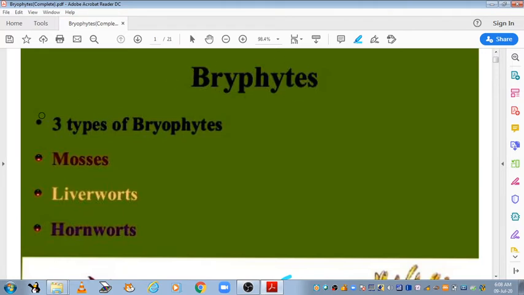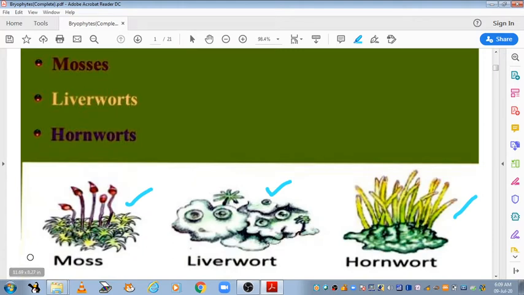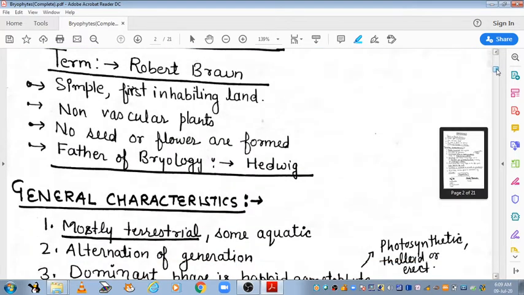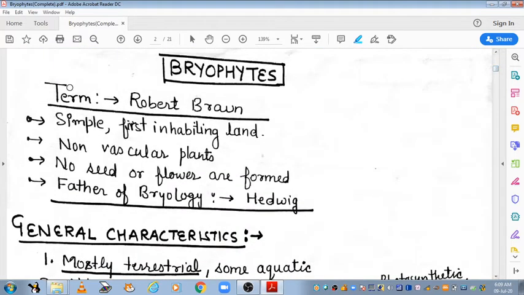There are basically three types of bryophytes: mosses, liverworts, and hornworts. Here are the images of three types of bryophytes. First one, these are mosses which give a moss-like, mat-like appearance. These are liverworts. They remain attached to their substratum by a thallus-like structure, and these are hornworts which are present in mostly aquatic medium.